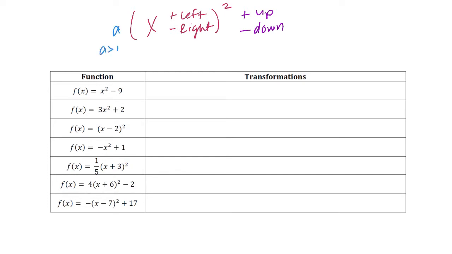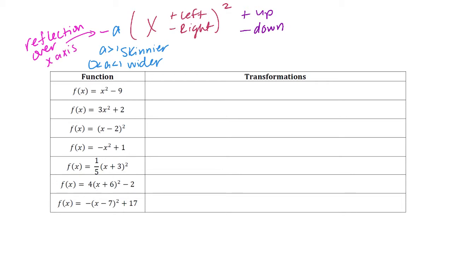So if A is greater than 1, the graph gets skinnier. If A is less than 1 but bigger than 0, the graph gets wider. And if it is negative, that means we have a reflection over the x-axis. So remember, those are all the pieces of what you're looking for.